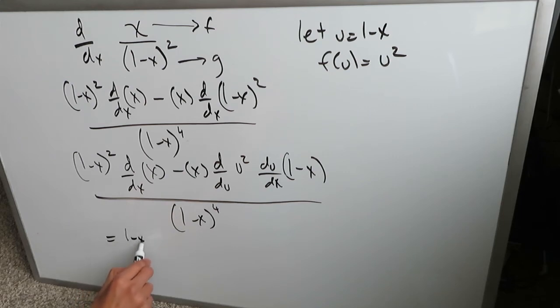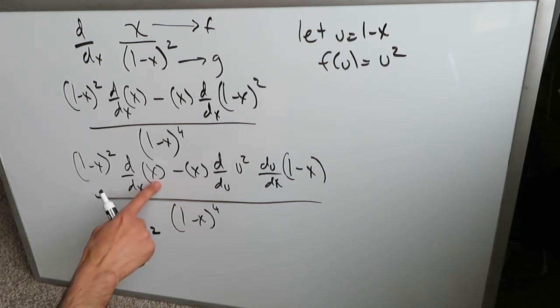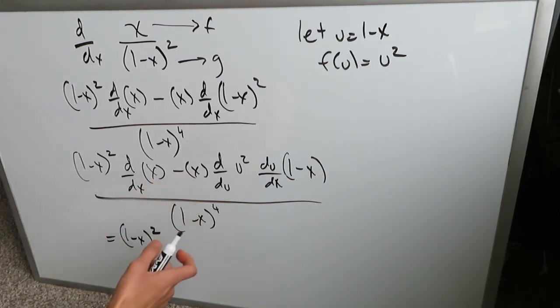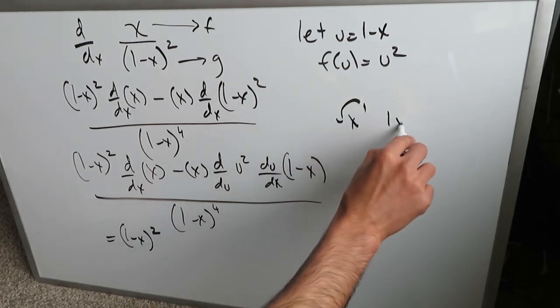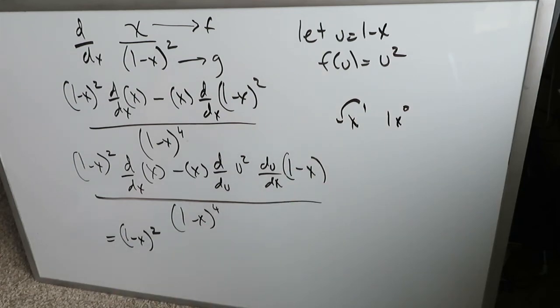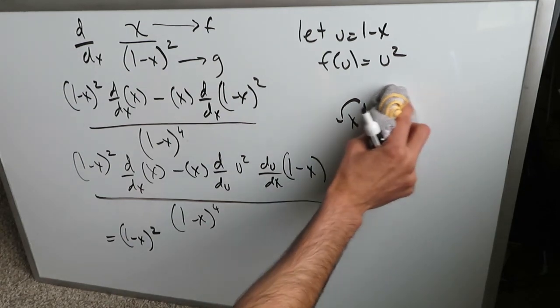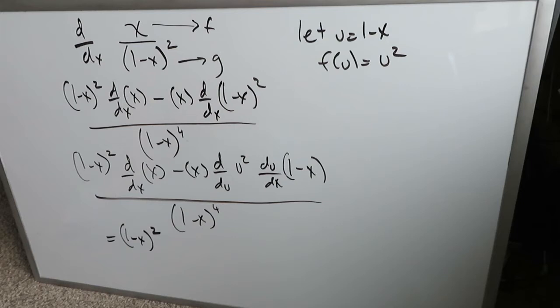You'll have 1 minus x squared, derivative of x is just a 1. It's just a 1 because x is to the power of 1. When you bring it over here, you get 1x to the power of 0, which makes it just 1. It makes it just 1.